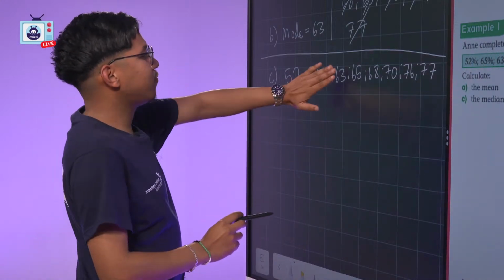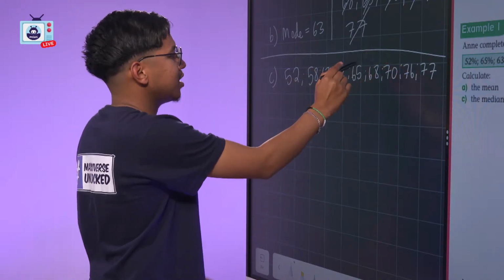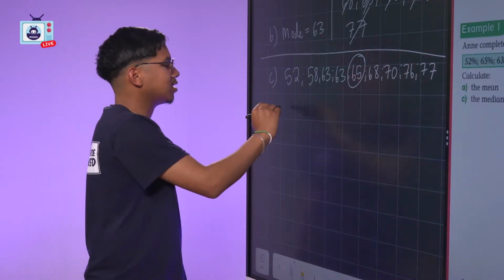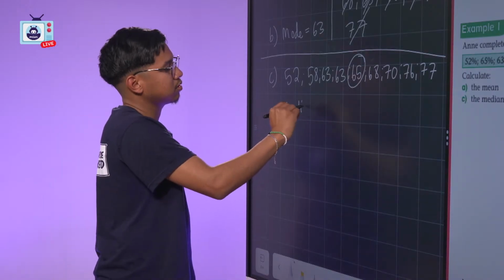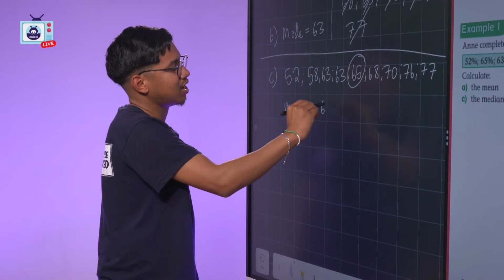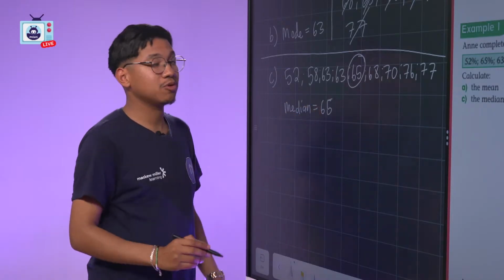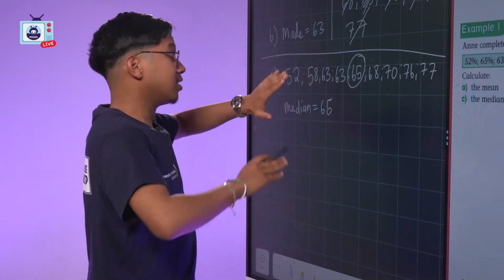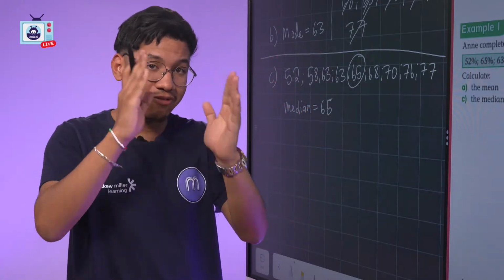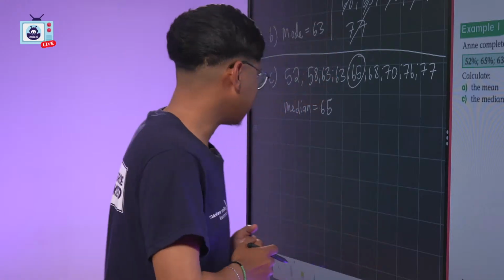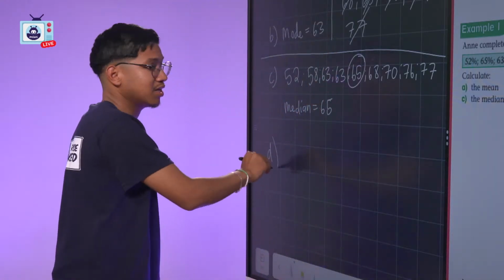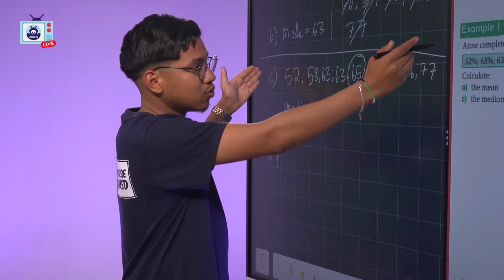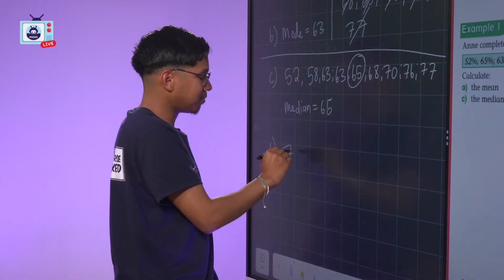Remember, if I count 4 numbers here and I count 4 numbers there, I can see I have 65 in the middle, right? So my median here is what? 65. And it was easy to see my median because I have an odd amount of numbers in my data set. If it was even, I would then take the average of the middle two to find the median.